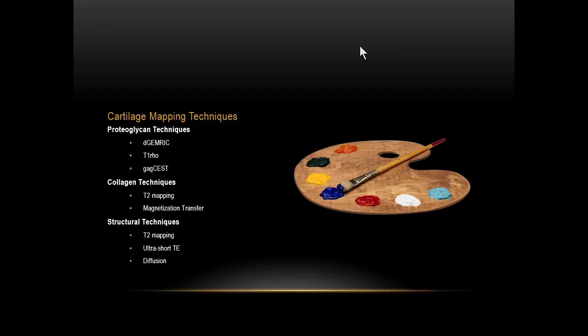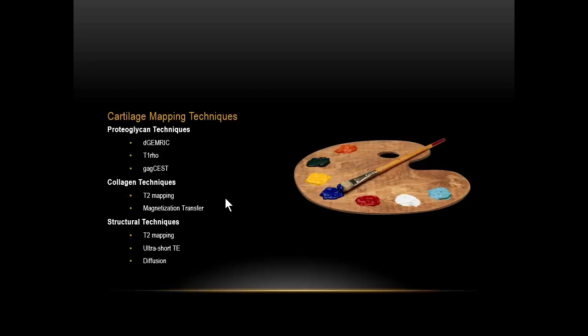We just heard an excellent talk about dGEMRIC and its role in being able to look at early proteoglycan loss within otherwise normal healthy articular cartilage. Similar type of technique we have is T1 rho. Potential advantage there is we don't have to administer extrinsic contrast agents. And newer techniques, GAG-CEST, which have the potential of being perhaps more specific looking at proteoglycan.